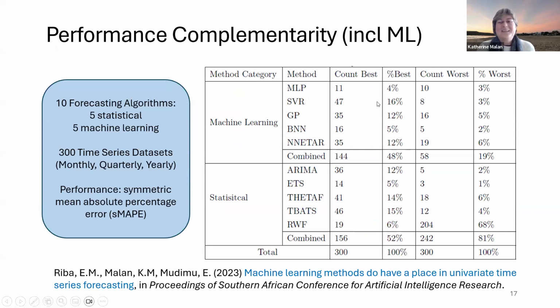So the first thing we did was to show that machine learning methods actually should be included here. We have this paper that we wrote, well, Evans wrote, machine learning methods do have a place in univariate time series forecasting, because in this time series forecasting community, the statisticians generally do win. They kind of dominate, and they don't think there's much space for machine learning. So what we showed in this paper was just that there is performance complementarity. Sometimes a neural network or support vector regression would work the best. There were always times when they're the best, compared to the statistical techniques.